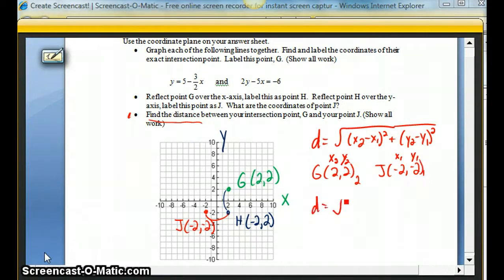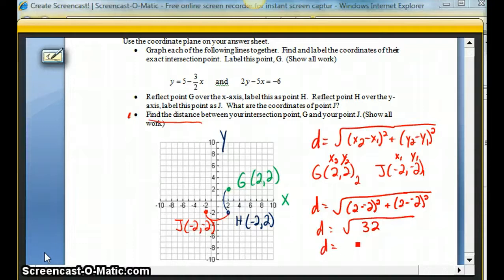This is where having a calculator is nice and simple. When you pop it in the calculator, you end up with the square root of 32. Then take the square root of 32 using your calculator, and you'll come out with approximately 5.66 units. So it said find the distance between those 2 points. Because it's not a horizontal or vertical distance, we use the formula, and we got 5.66 as the distance between the 2.